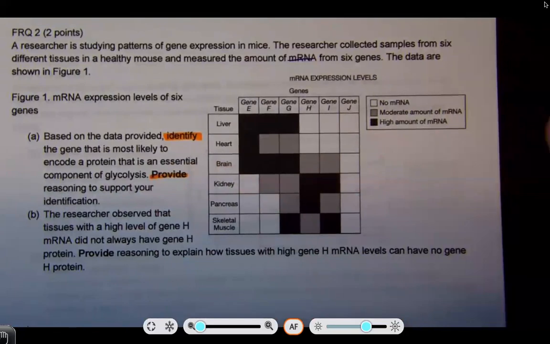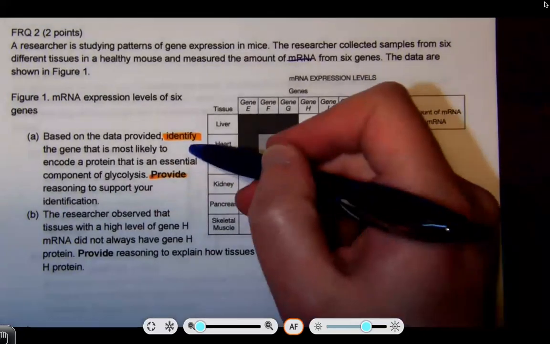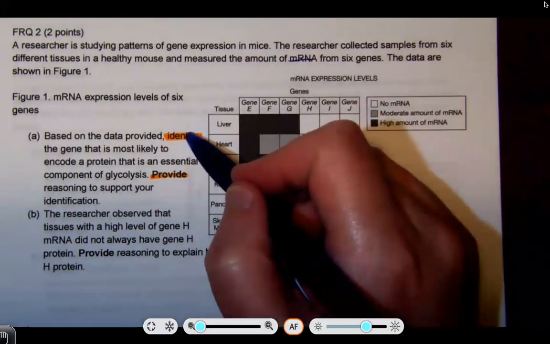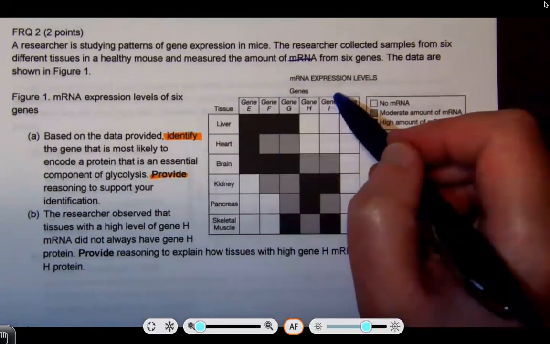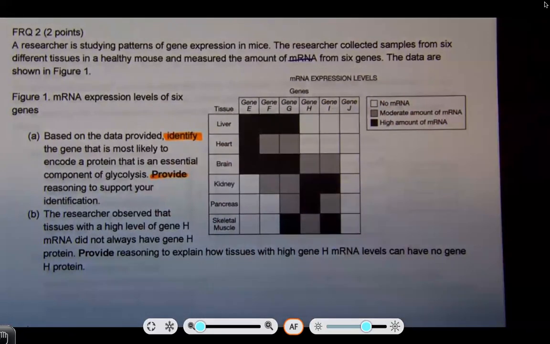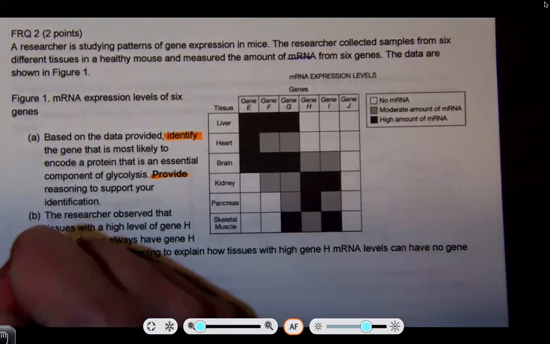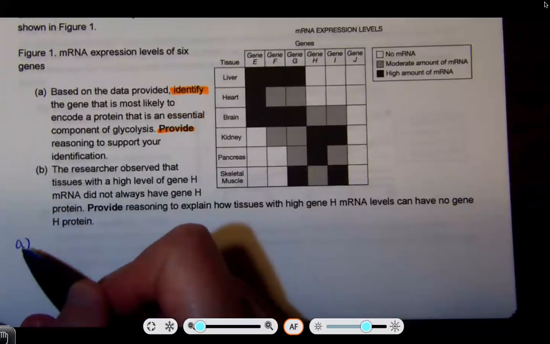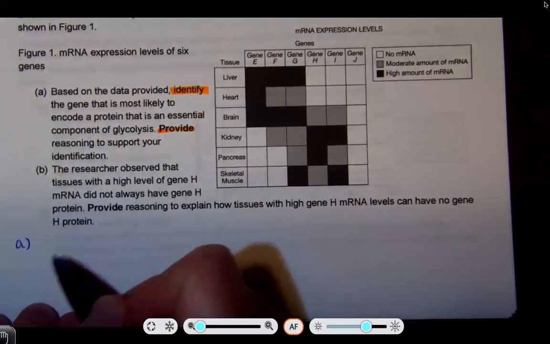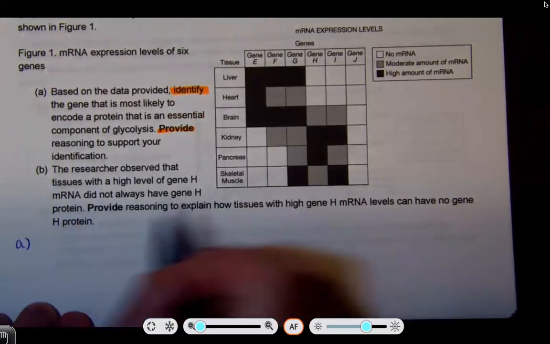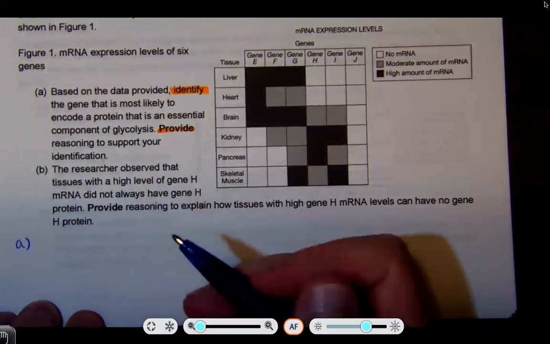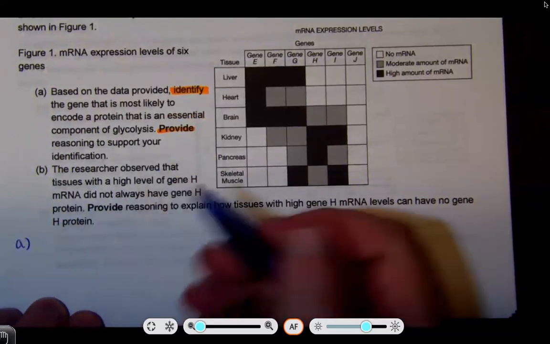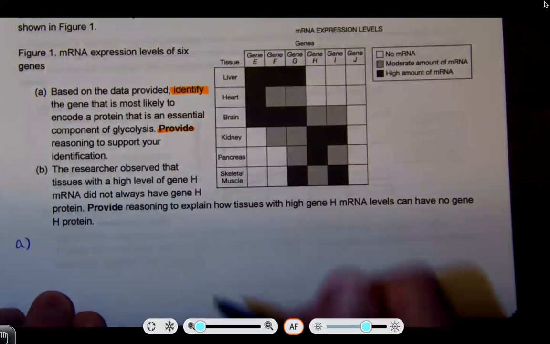Now, for part A, it says identify, which means you need to identify specifically which of the 6 genes you think is most likely to be it. And then you need to provide reasoning. You need to explain why. For part A, write complete sentences, and you can actually bullet them like this so that the grader can read them easier. But you can't use just bullets like short phrases and stuff like that. They have to be complete sentences. The gene that is most likely to encode a protein that is essential for glycolysis.